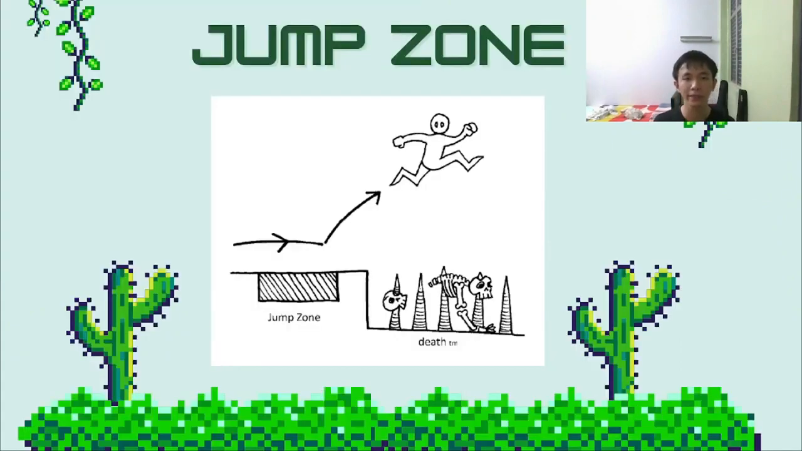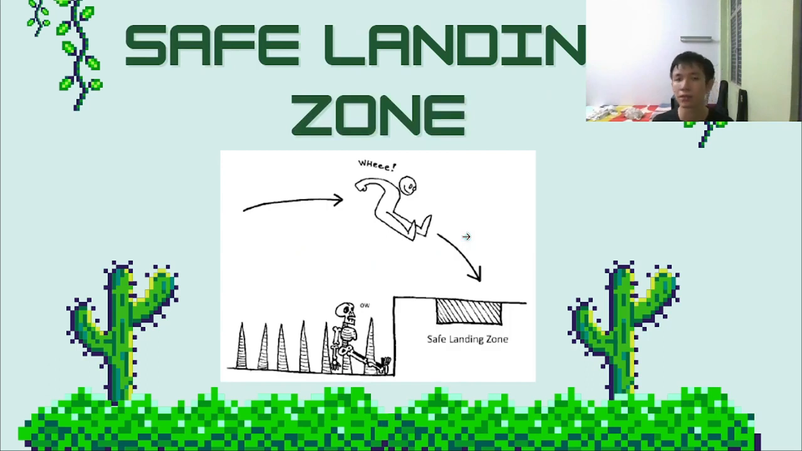This is a common jump zone for the player. They tend to jump in this area rather than the corner because the corner will make them very nervous and panic. The same applies to the safe landing zone. They usually like to land farther back rather than in this corner because it will make them panic and feel insecure.